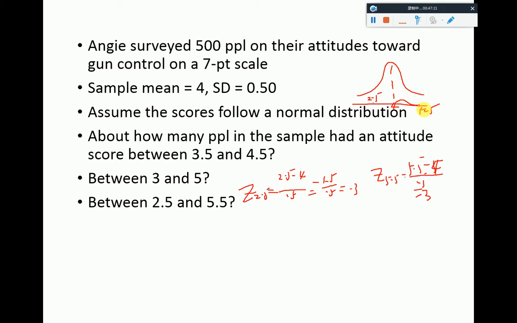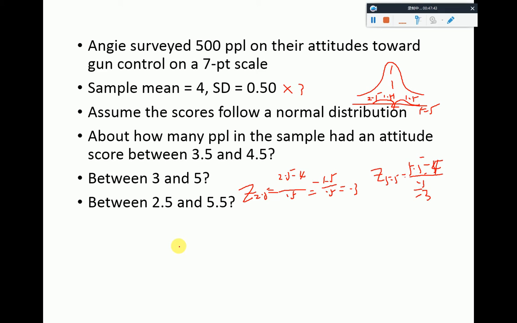So that makes sense. 5.5 minus 4, that's 1.5. And 1.5 is exactly 3 times 0.5. So 5.5 is exactly 3 standard deviations above the mean. And 2.5 is 3 standard deviations below the mean, because the difference between 2.5 and 4 is 1.5, and 1.5 equals 0.5 times 3. Okay? And then we can apply the empirical rule.